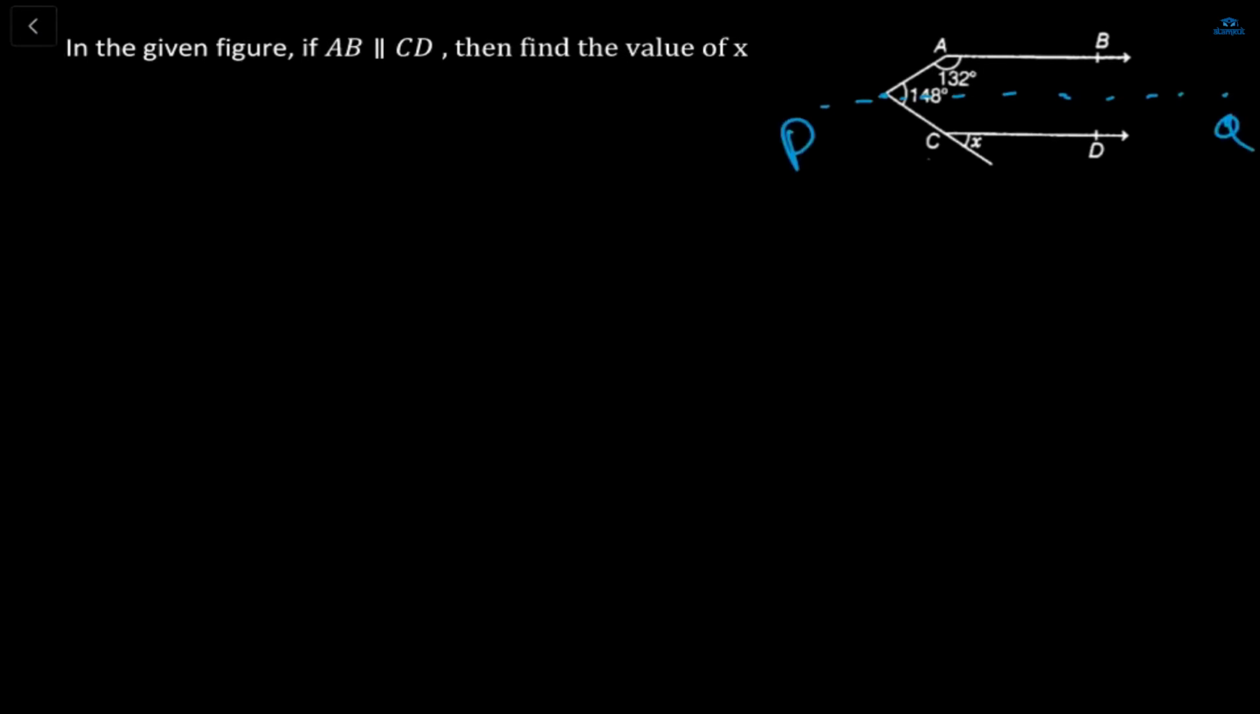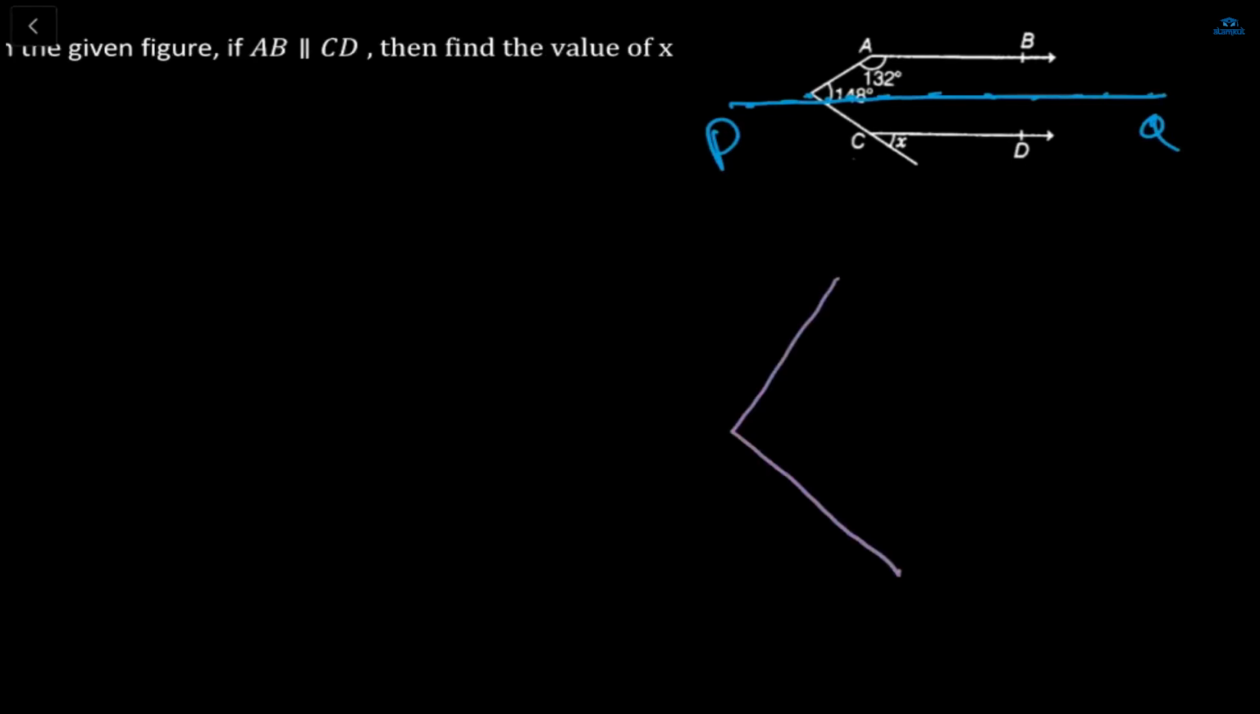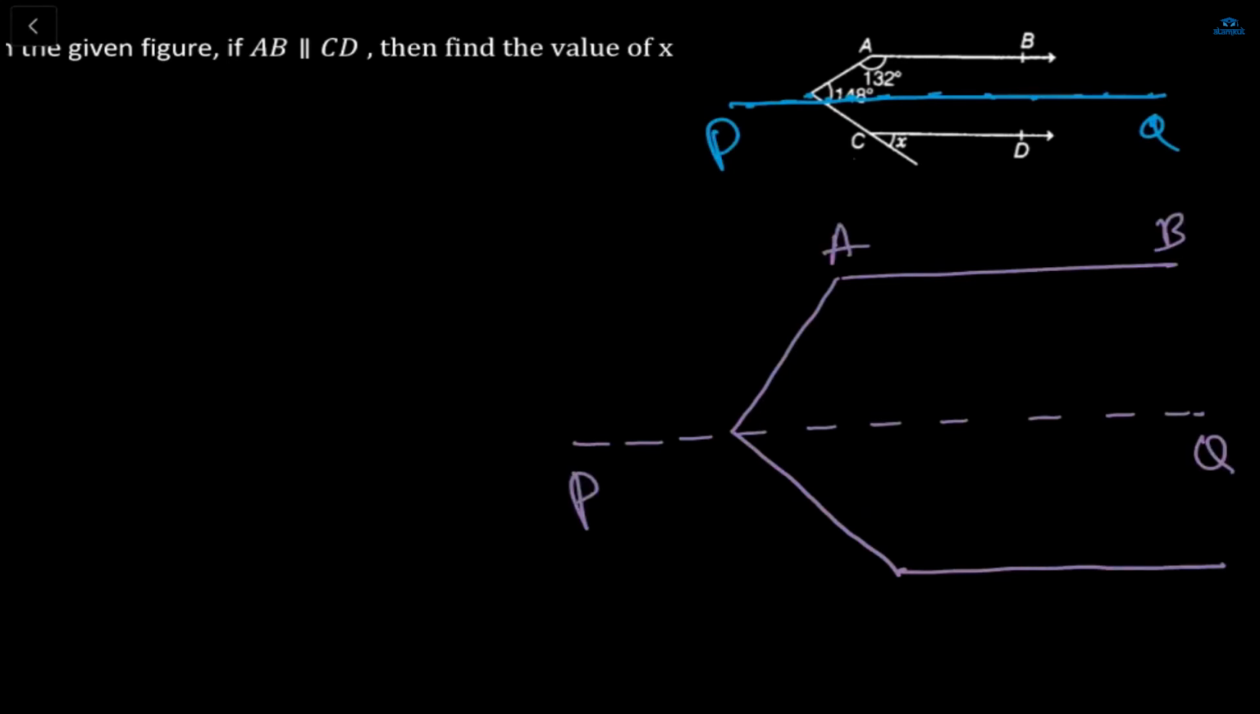If I am marking this as PQ, just let me draw another figure, a clear figure for everybody. This I am taking as PQ. AB, CD, this is extended. This is your angle, this is your angle, and this is your angle. Now this is marked as 132 degrees. This is marked as 148 degrees, and this is x.